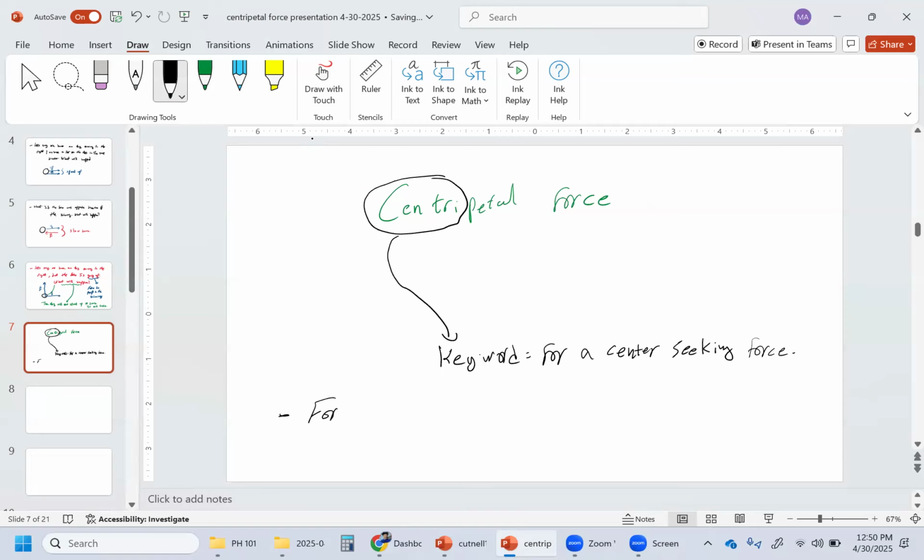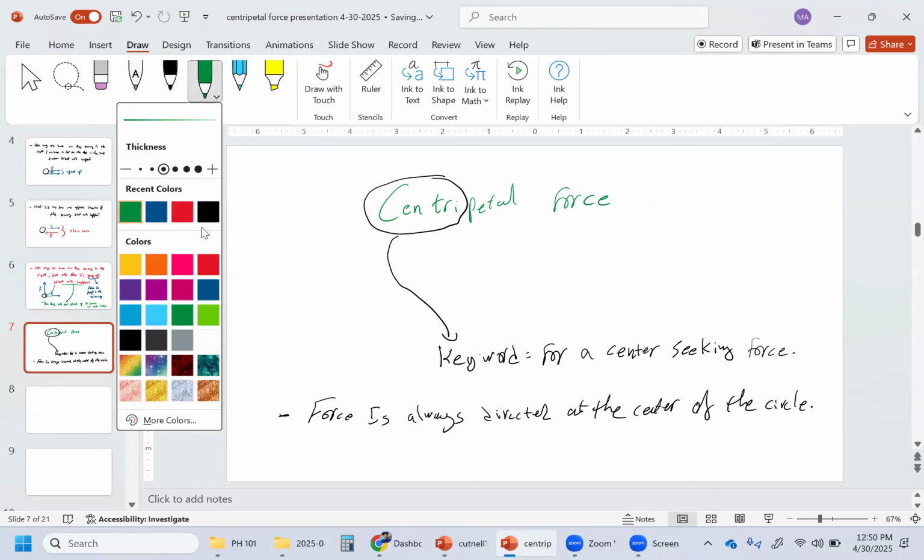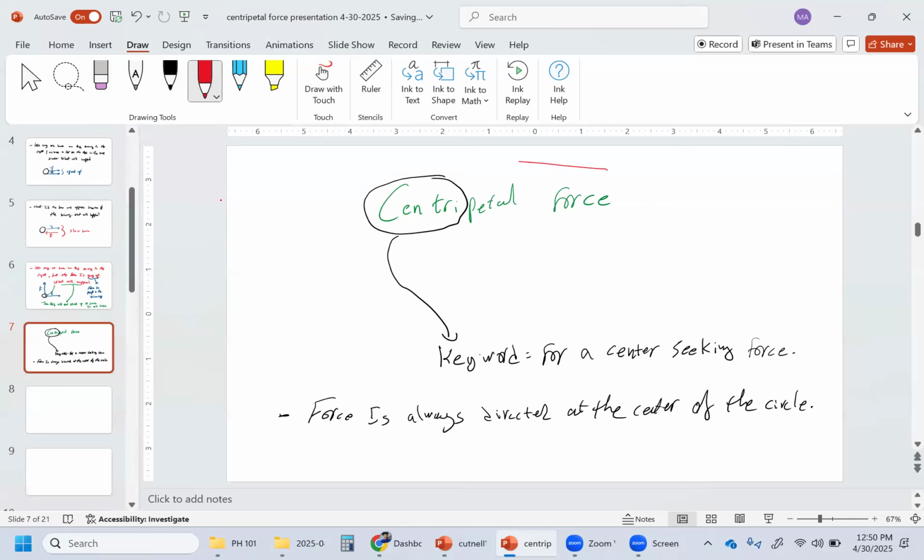Where this force is always directed at the center of the circle. So basically, in other words, the centripetal force causes an object to turn in a circle.